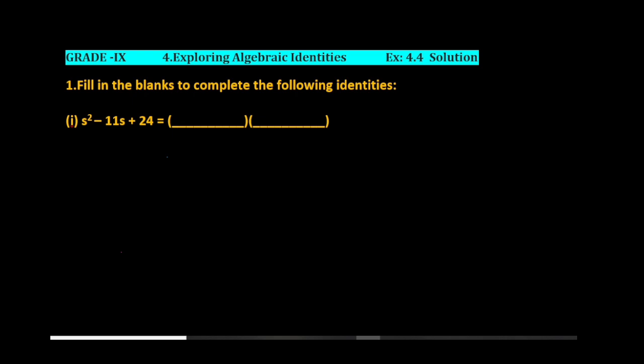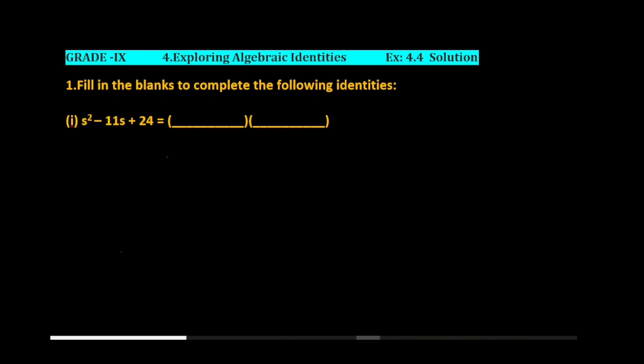First question, fill in the blanks to complete the following identities. Look at here, x squared minus 11x plus 24 is equal to two factors given. We need to find those factors. So let's check this first with our identity.